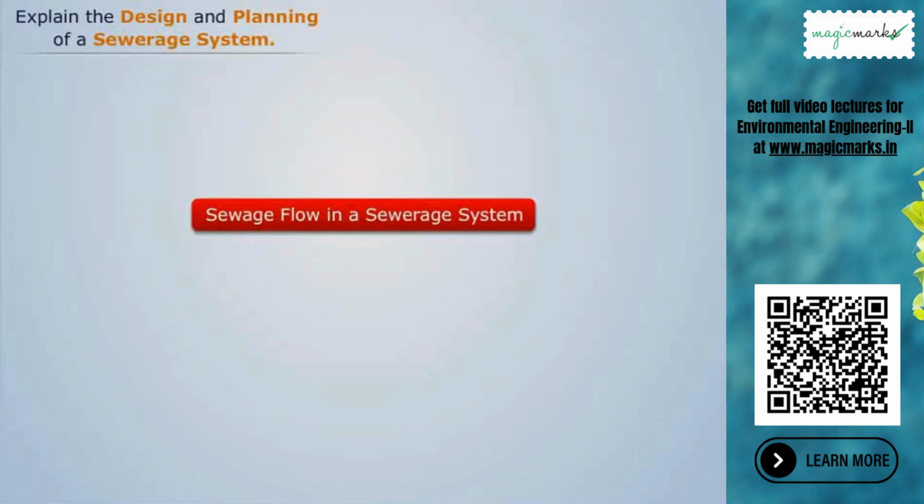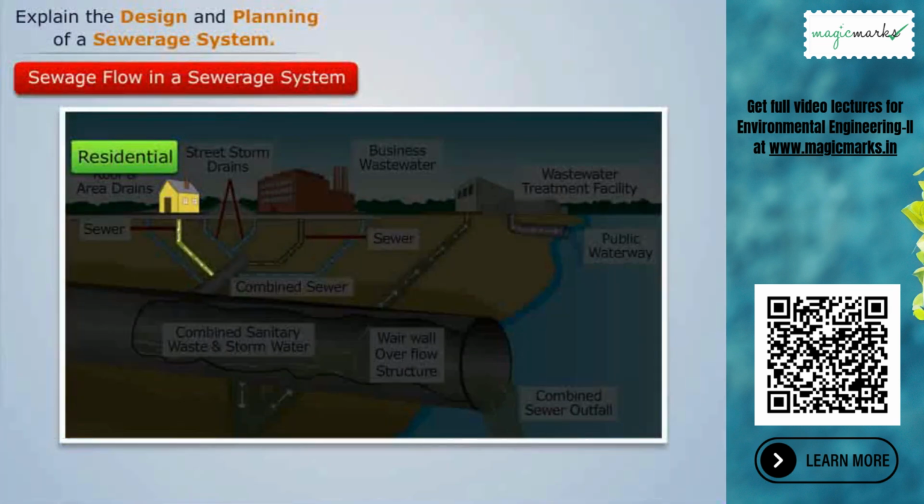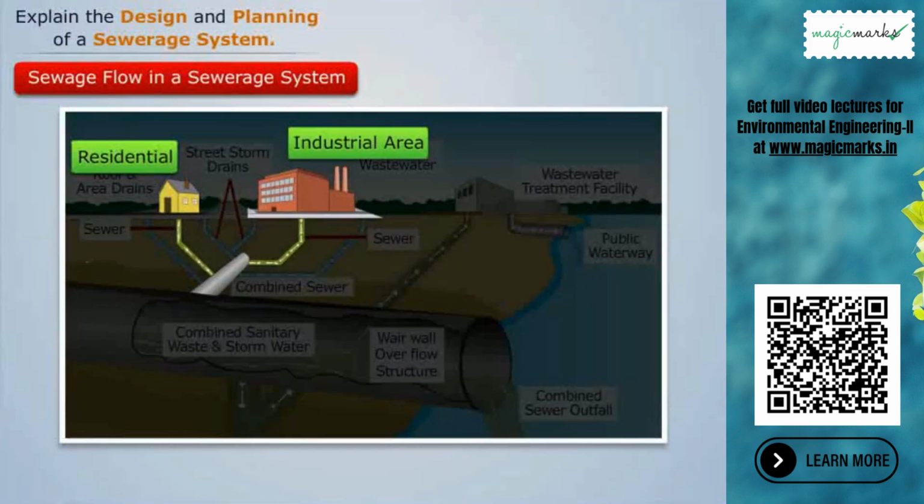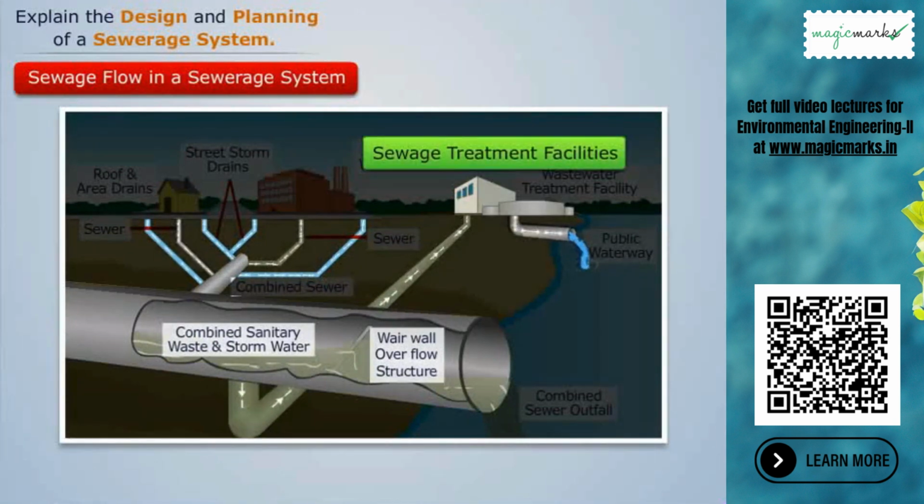Sewage flow in a sewerage system. The sewage is collected from the residential or industrial areas and is often mixed with rainwater. The combined sewage is then passed to the underground sewer through pumping stations and is screened through filters. The sewage finally reaches the sewage treatment facilities, where the treated sewage is later discharged into the environment.